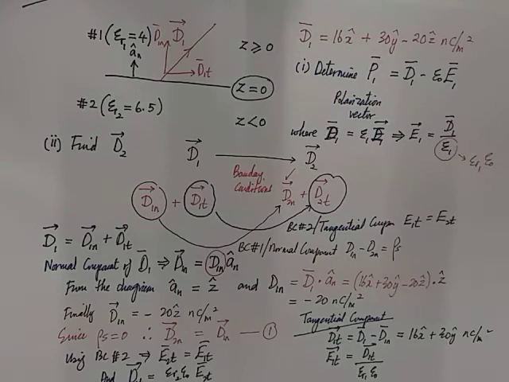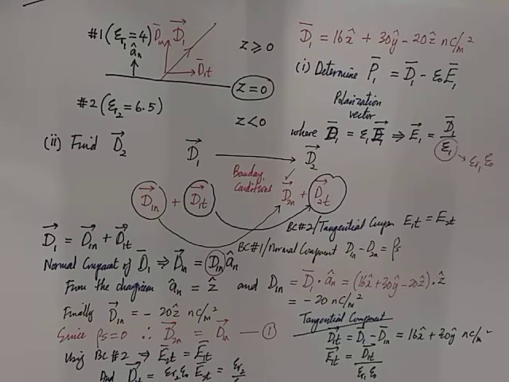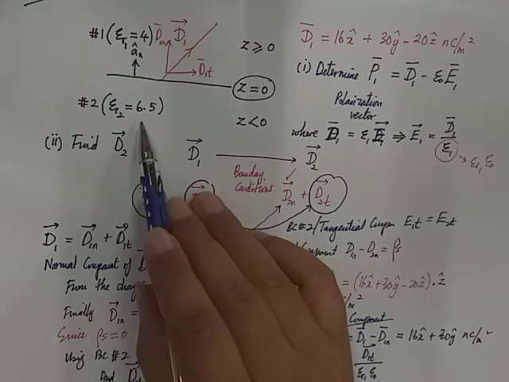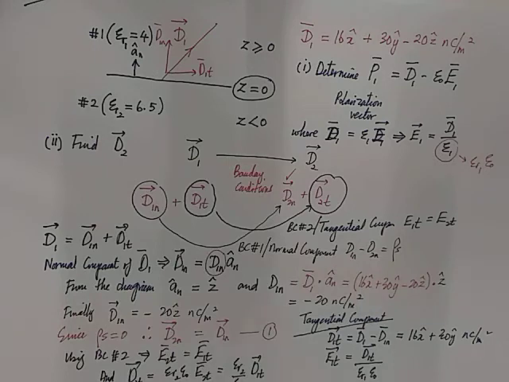Okay, what's E2t? So I'm going to write slowly now, it should be epsilon r2 over epsilon r1 times D1t. Okay, so what's D1t? This term, put in here. What is er2? 6, er1 is 4, then you're going to get the D2.